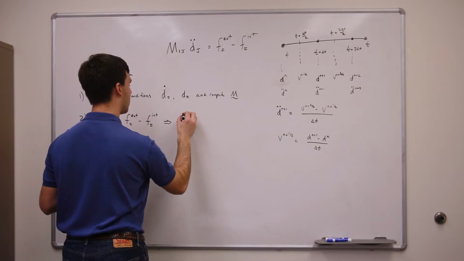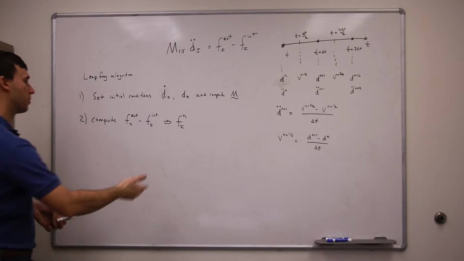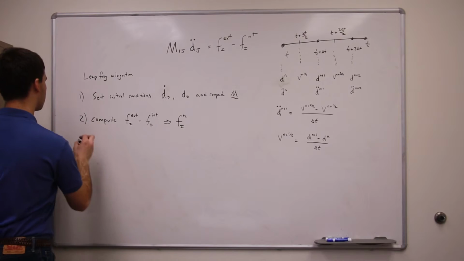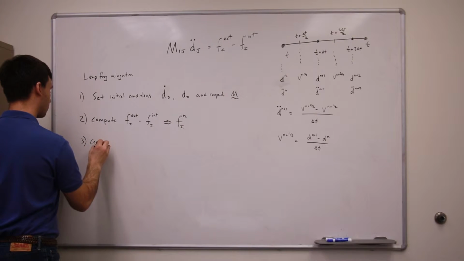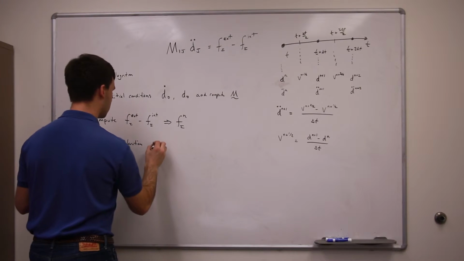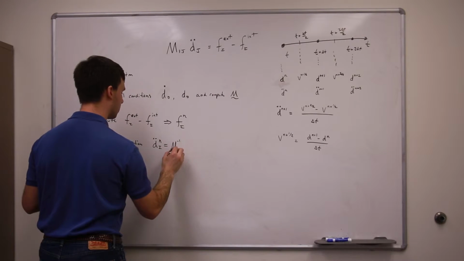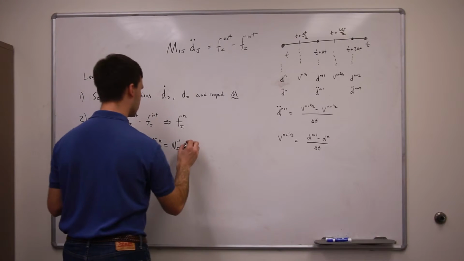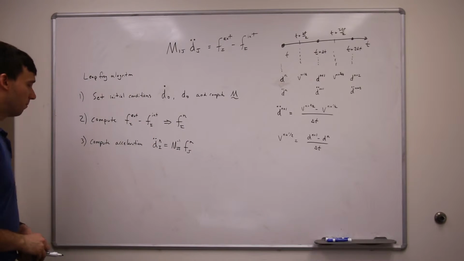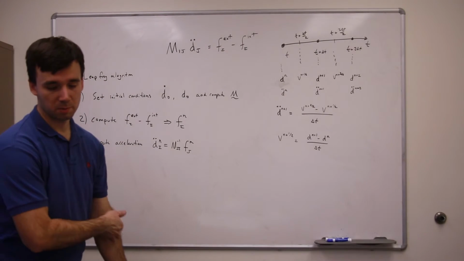And this is F at time n, because we're using, in the first step this will be at 0, at the next step it'll be whatever step it might be. So this is at the current time step. From this, then we can compute the acceleration. So d double dot at time step n is equal to the inverse of the mass matrix times F at n. Now, of course, we don't actually compute the inverse of the mass matrix. We solve a linear system of equations, but that's the way that we write it.